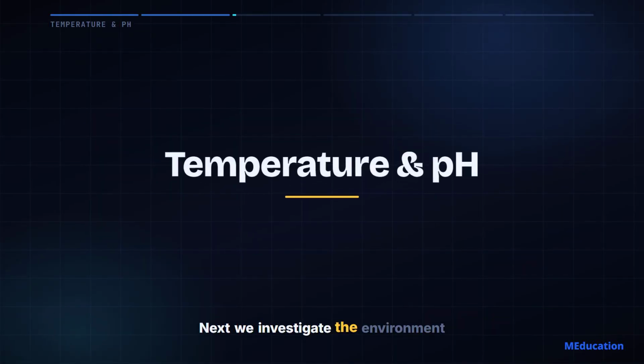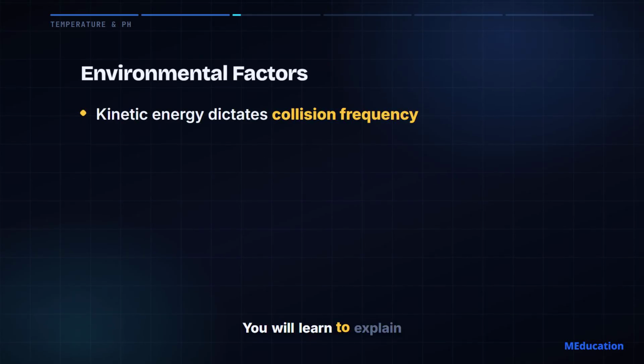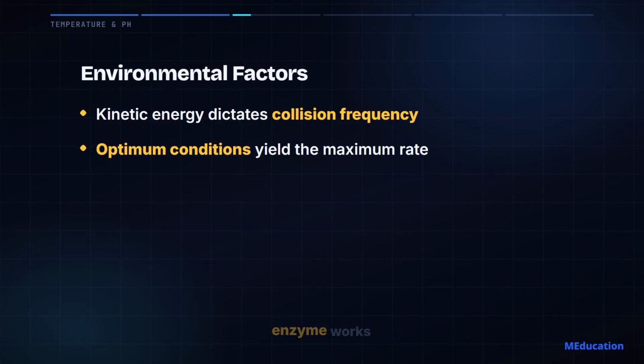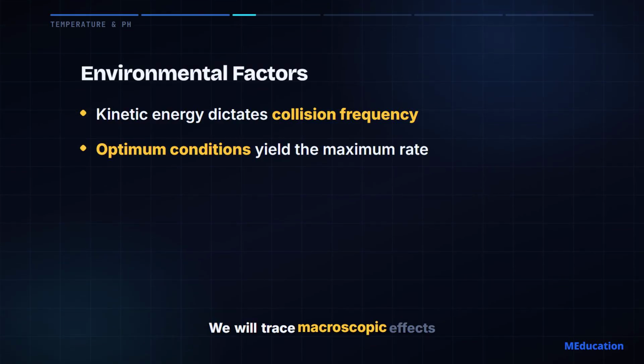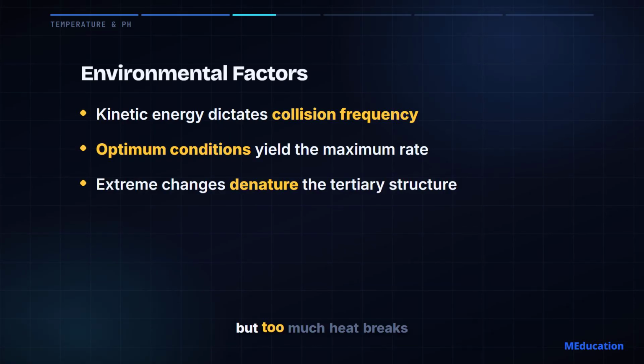Next, we investigate the environment. You will learn to explain how variables like temperature and pH dictate how fast an enzyme works. We will trace macroscopic effects right back to the tertiary structure. For instance, increased heat means more kinetic energy and more successful collisions, but too much heat breaks hydrogen and ionic bonds. The enzyme denatures, losing its specific shape.